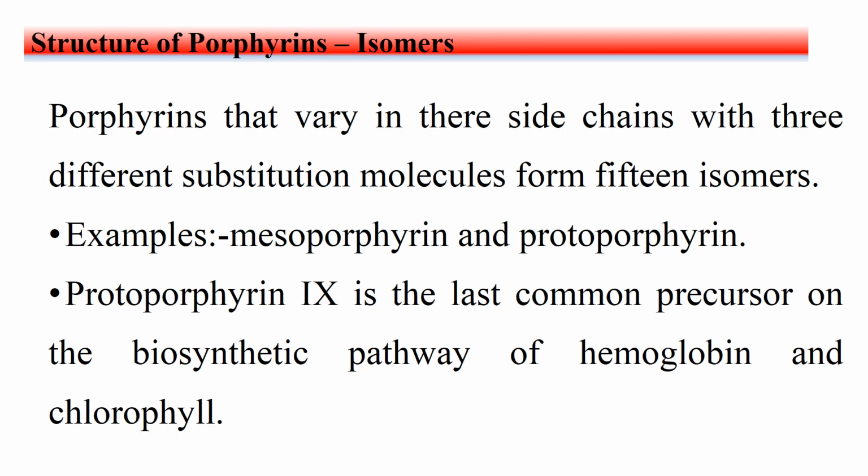Porphyrins that vary in their side chains with 3 different substitution molecules form 15 isomers. Examples include mesoporphyrin and protoporphyrin. Protoporphyrin IX is the last common precursor on the biosynthetic pathway of heme and chlorophyll.